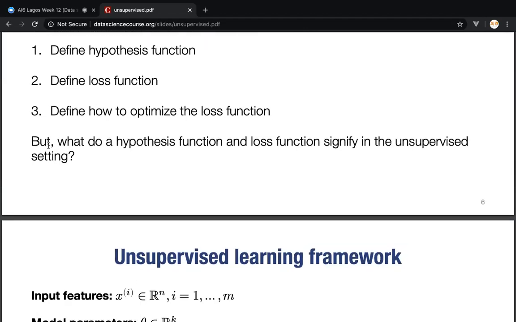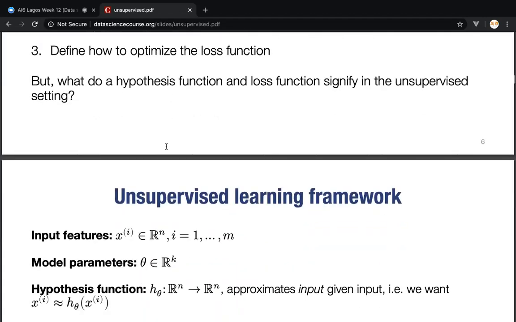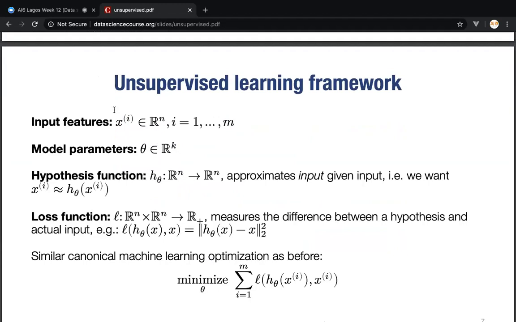Okay, so what do the hypothesis function and loss function signify in unsupervised learning? Of course, this loss function and hypothesis function are going to be quite different from what we have in the supervised learning problems we have been working with so far. So this is the framework for an unsupervised learning problem. You still have your input with n features, and then from 1 to m training examples. Then you have your model parameters, theta, just like in supervised learning.